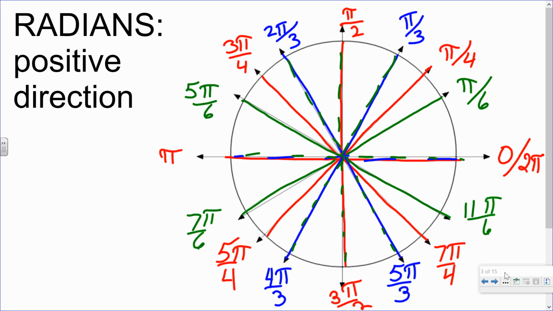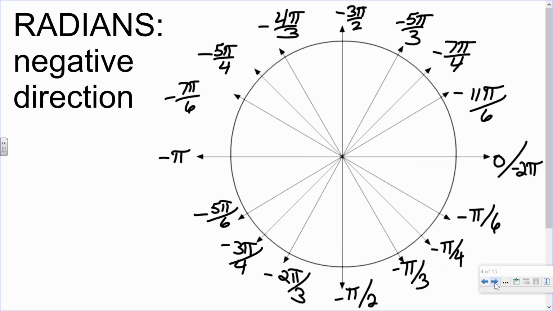Let's also do the radians in the negative direction. So turn over on the back, one of those you haven't used yet. It's going to be the very same fractions, except I'm going to go the opposite direction. So I'll let you guys copy these.